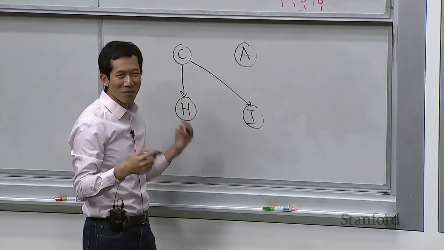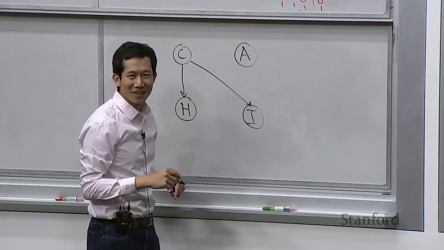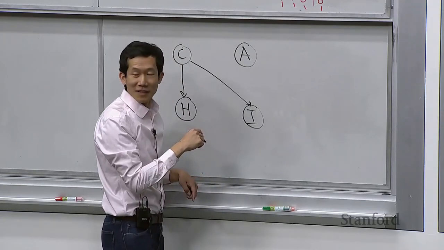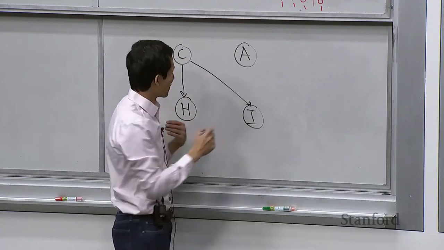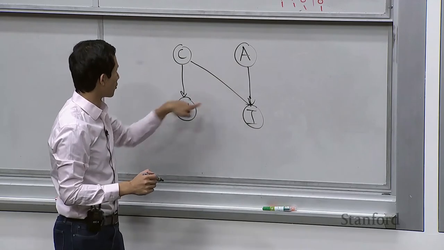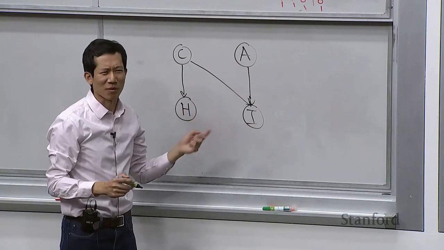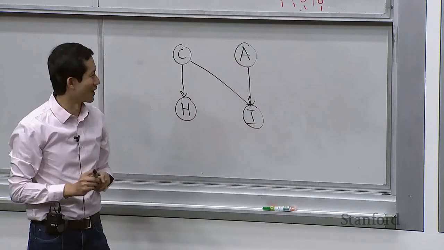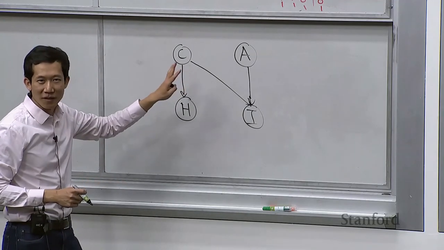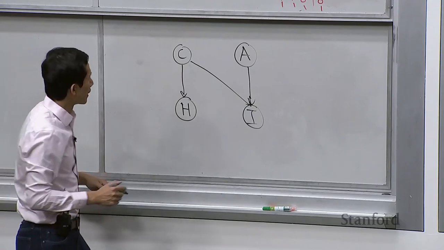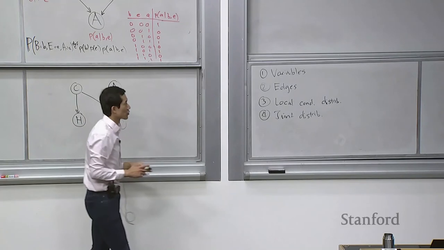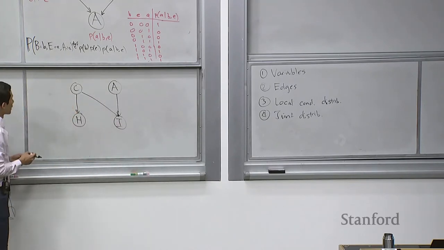And here you tap into your medical knowledge. Yeah, so generally I'm no doctor, but let's just assume for now that allergies don't really cause a cough, they cause itchy eyes. It's probably not true, but let's just pretend it is, just to make the network a little bit more interesting. Okay, so those are the edges, and now I have to specify local conditional distributions over all of these.